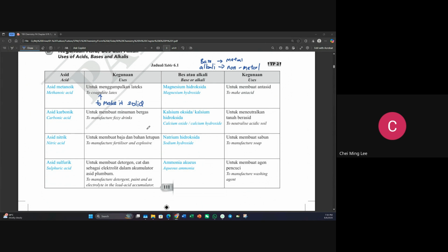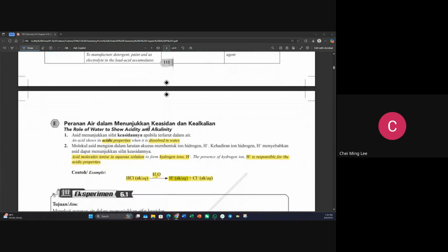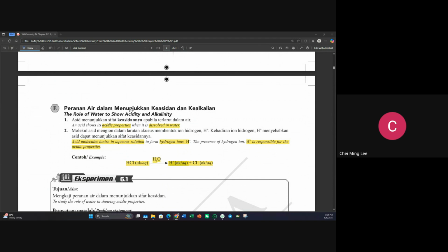Done? All right, now let's continue. So let's see the role of water to show the acidity and alkalinity. An acid shows the acidic properties when it's dissolved in water. So acid molecules ionize in aqueous solution to form hydrogen ions, and the presence of hydrogen ions is responsible for the acidic properties.